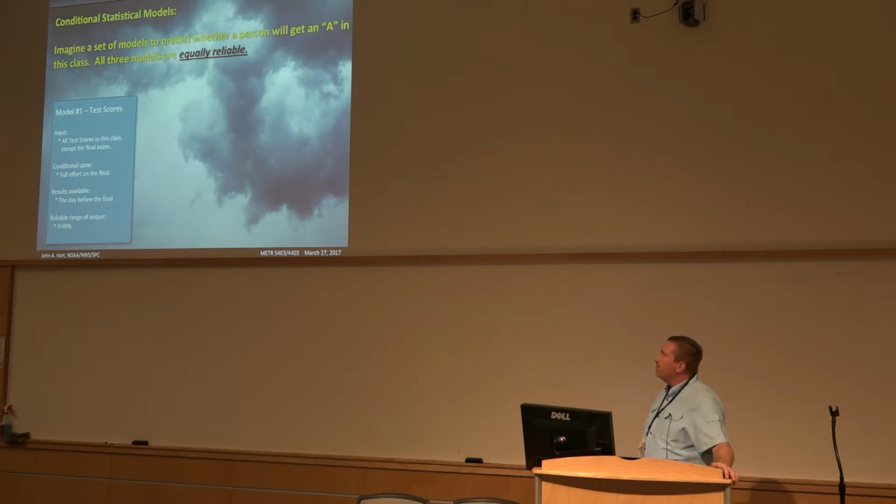So here's model number one. It's going to use test scores. You give it the test scores of all the tests in this class, and it's conditional upon you putting out full effort for the final and not blowing it off and getting drunk the night before. And the day before the final, it'll hand you the probability that you're going to get an A in this class. The range is 0 to 90% that it's reliable at. So whatever number it gives you, it's probably pretty good.